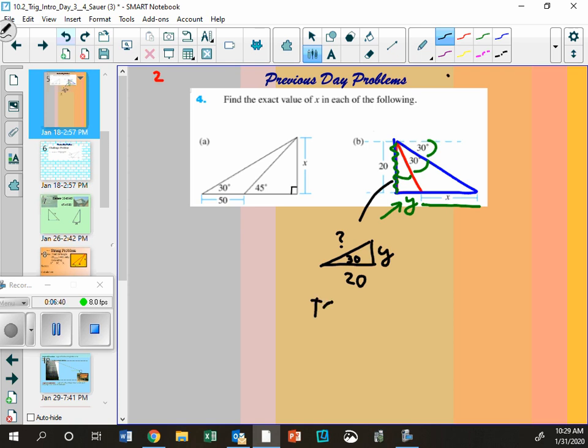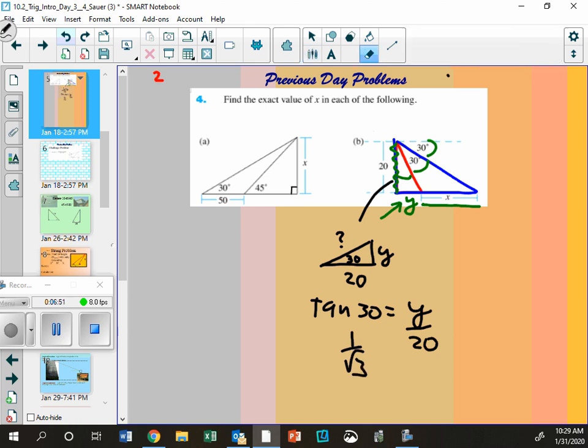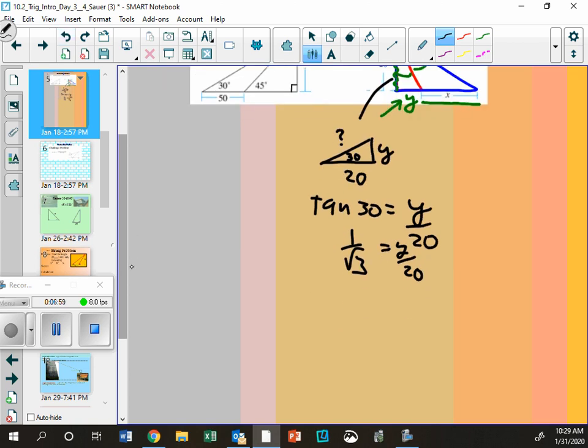Now I'm going to go tangent of 30 is equal to y over 20. And tangent of 30, dang, I just did that a second ago. Was that 1 over root 3? I think it was. So 1 over root 3 is equal to y over 20. And then can I get y alone? Yeah, and some of you are going to say cross multiply. Nope. Notice I just need to get rid of the 20. Just multiply by 20. It's much simpler than cross multiplying. And there's my y: 20 over root 3. How many of you have got that far?